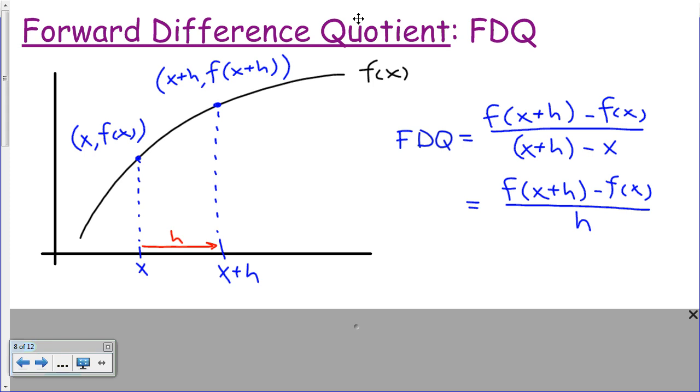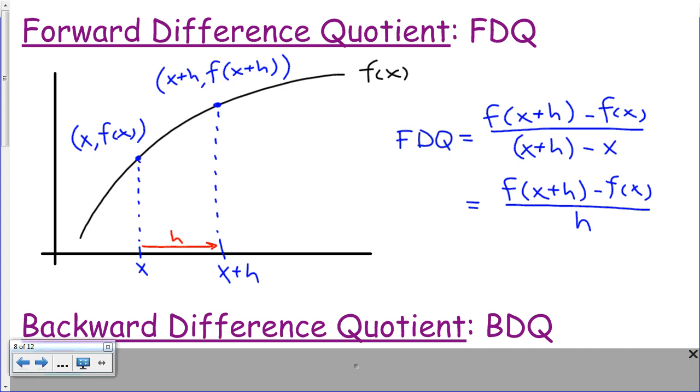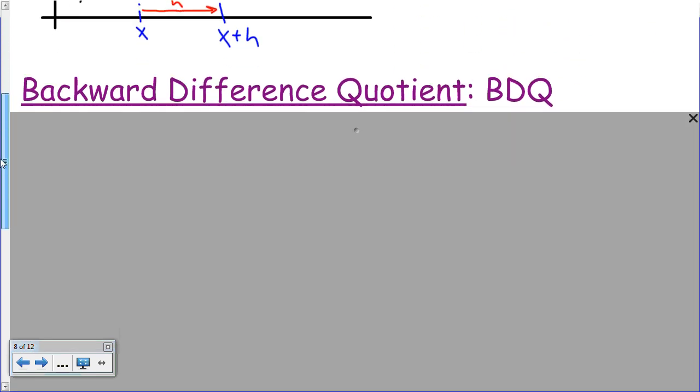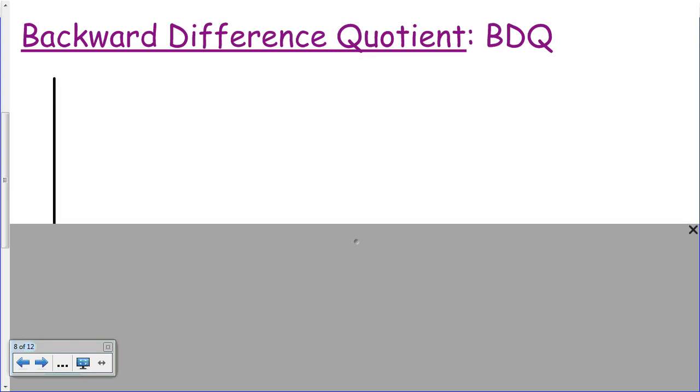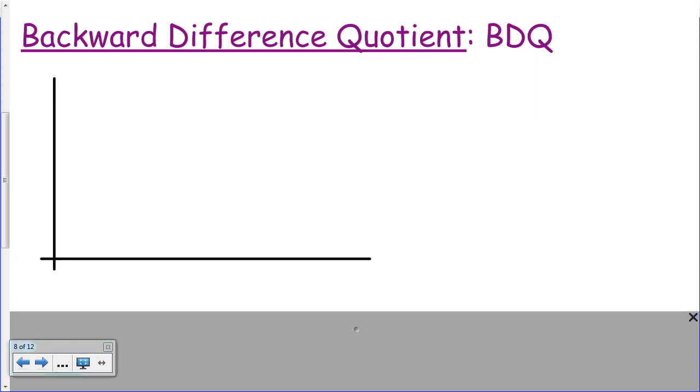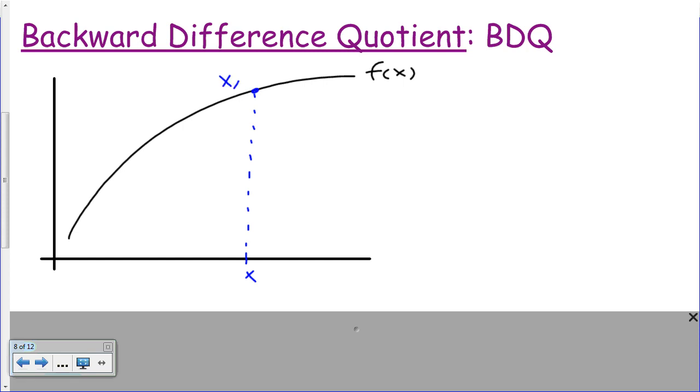But there you go. Now if we have a forward difference quotient, you can probably guess what the next one is called. It is referred to as a backward difference quotient. We'll abbreviate that BDQ for short. As its name implies, you can probably guess exactly what we're going to do here. Let me sketch a function again. It's going to look like the same function. We'll call this f of x. I'm going to pick a point somewhere around here, and I'll name that point as x, f of x, like we did before.